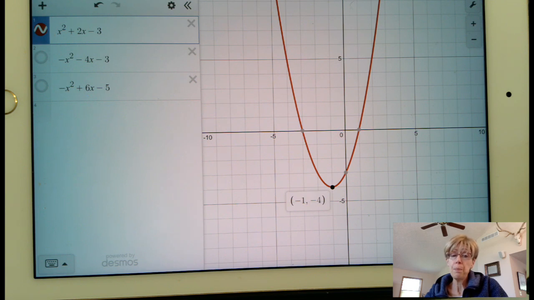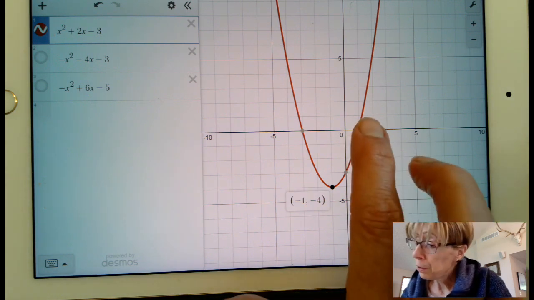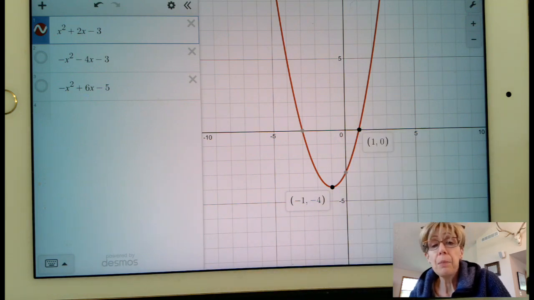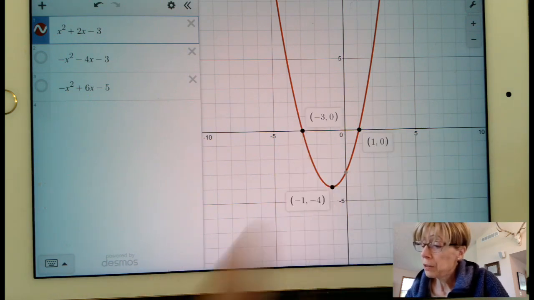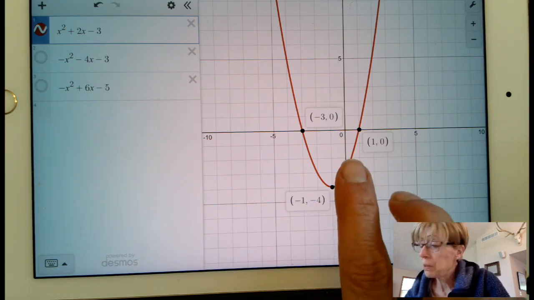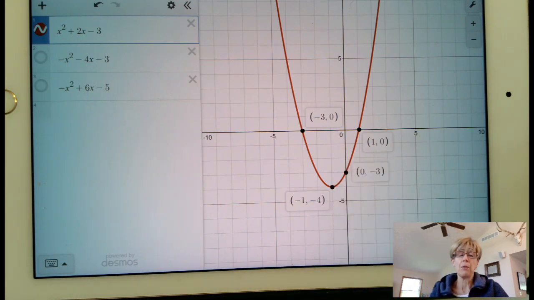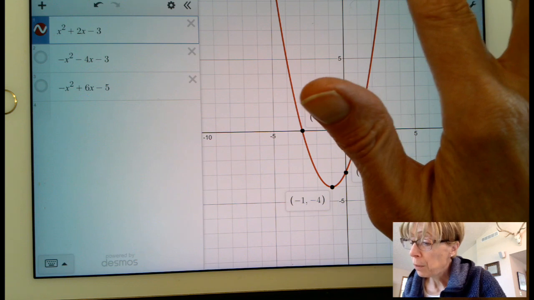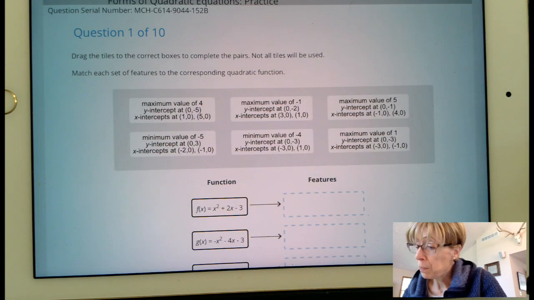Look at this. We know we have a minimum value, and there's only two choices that have the minimums, and then y-intercept of -3, and then x-intercept of -3, 0, and 1, 0. First, fill in. Get rid of that one, and we can turn this function on. And just scooting that up a little bit, we have a high point in this particular graph, and our high point is at this particular point.